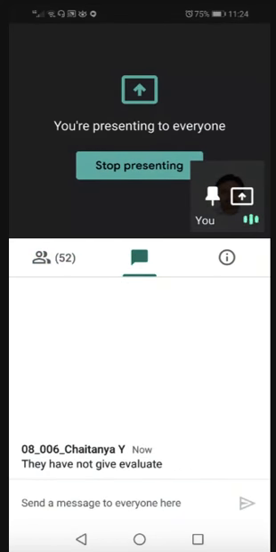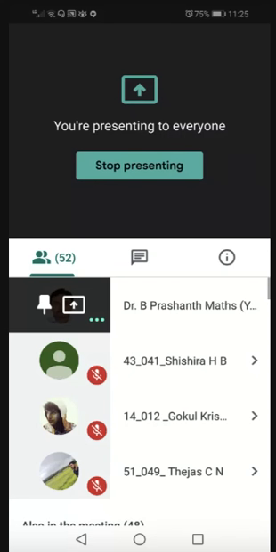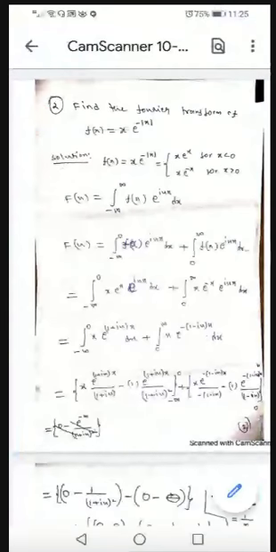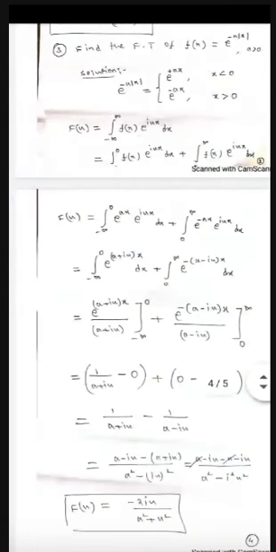Chaitanya is telling that they are not given evaluate. Yeah, it's correct. If they are given evaluate or show that something extra, one more problem like that, then you have to apply the inverse Fourier transform. Okay, go to the next problem.